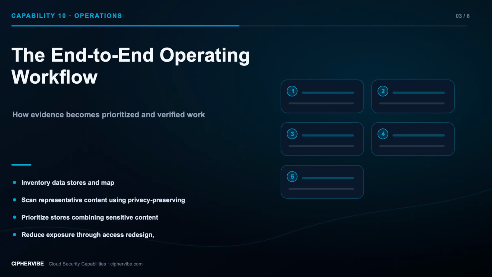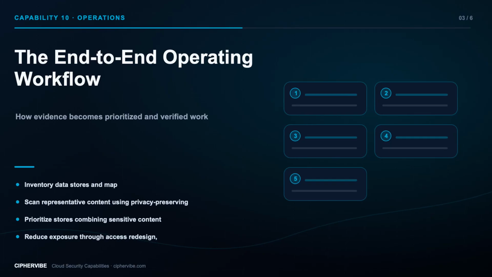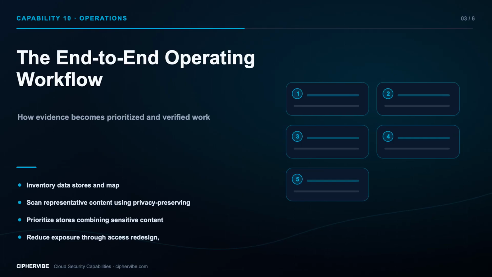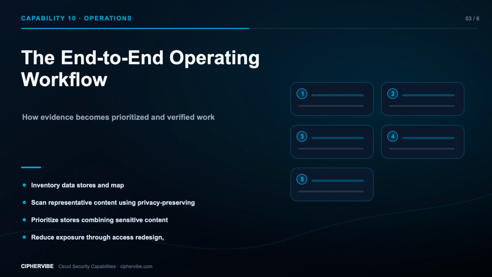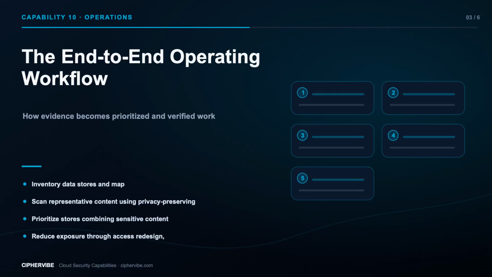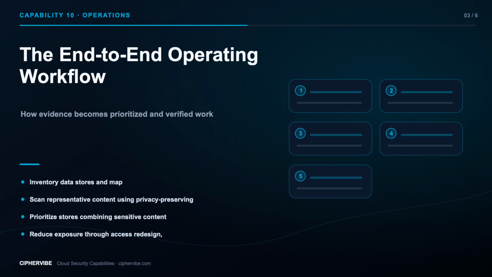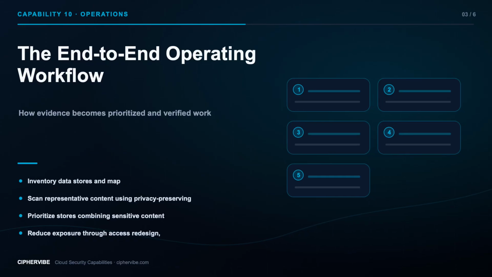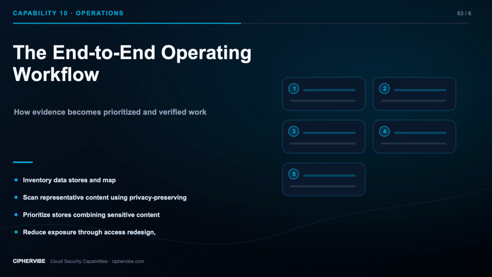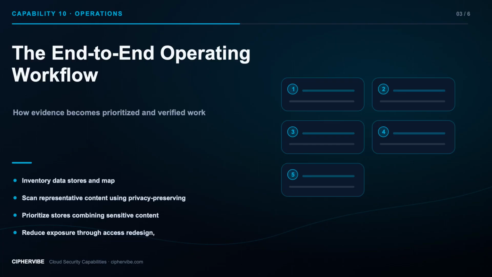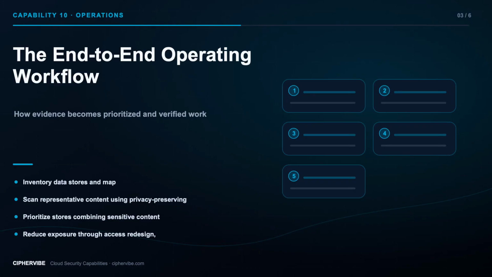First, inventory data stores and map them to owners, applications, jurisdictions, retention rules, and business purpose. Second, scan representative content using privacy-preserving methods and validate classification quality with data owners. Third, prioritize stores combining sensitive content with public exposure, excessive access, weak encryption, or suspicious activity. Fourth, reduce exposure through access redesign, tokenization, encryption, retention enforcement, isolation, and secure deletion.